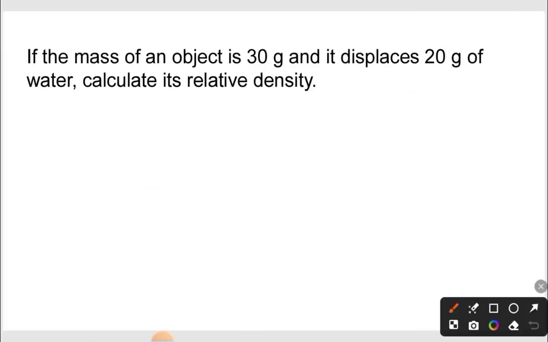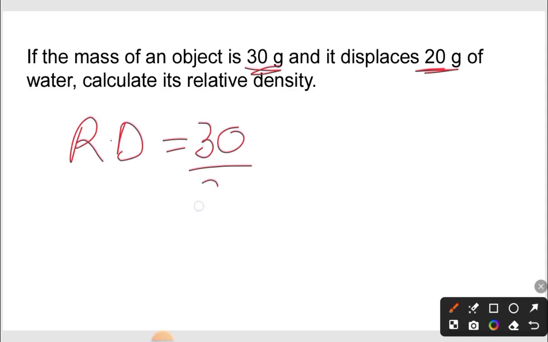So I guess you can try this. You can pause the video and try this question. If the mass of an object is 30 grams, it displaces 20 grams of water. Calculate its relative density. So with this, relative density equals mass of object over mass of water. The mass of the object is 30 over mass of water is 20. So work it out, you're going to have 1.5.